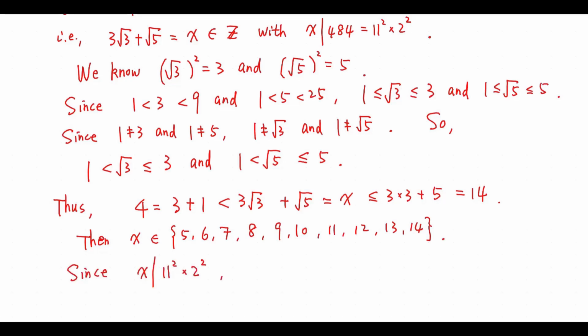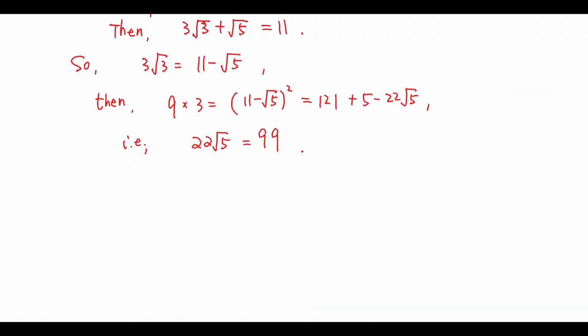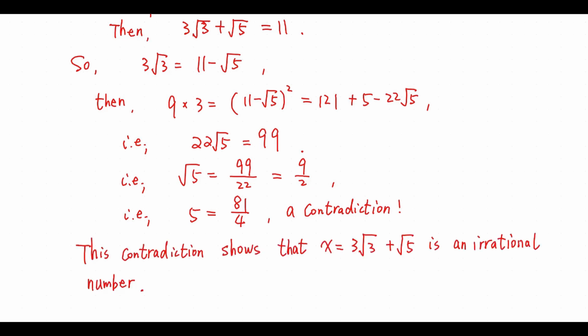Since x divides 11 squared times 2 squared, the only possible value is x equals 11. This says this number equals 11. So we have this one. Then we have this one. This says the square root of 5 equals 9 over 2. This gives 5 equals 81 over 4. This contradiction shows x is not rational.